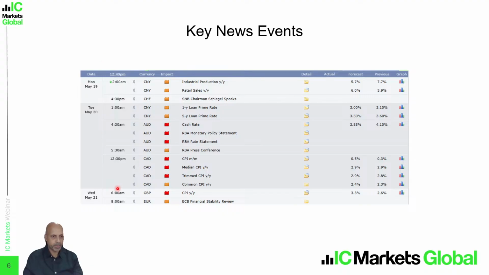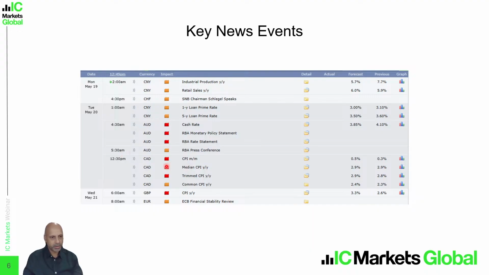Take note, the time displayed here is on GMT time. Beginning tomorrow, Monday, 19th of May, we have industrial production and retail sales figures being released for China. Then on Tuesday at 4:30 a.m. GMT, the RBA is widely expected to make a 25 basis point reduction to its official cash rate. At the previous meeting in April, I believe, they maintained rates at 4.1%, and this time round they're looking to move ahead with a 25 basis points reduction.